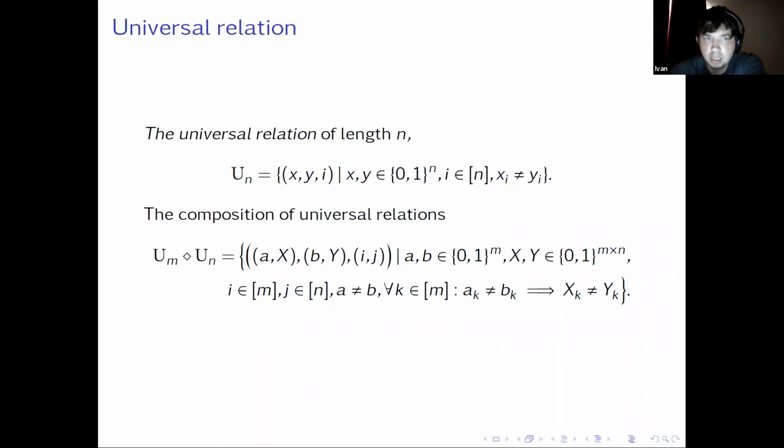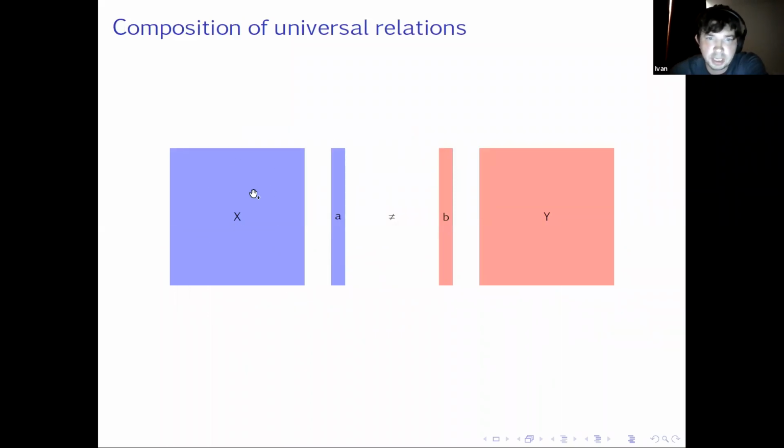What makes it a composition of universal relations is that we have an additional promise. First of all, A is different from B. Like before, we had that X was different from Y, now we have that A is different from B. And we also have that if two bits of a vector, A_k is different from B_k, then the corresponding rows of the matrix would also be different. It would be a little easier to illustrate with a picture. So we have now a matrix X, a vector A, a matrix Y, and a vector B. They are not connected by functions anymore because there are no functions in this problem. The only thing we know is that A is different from B.